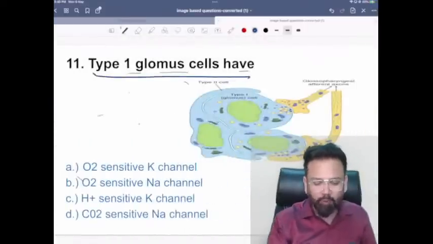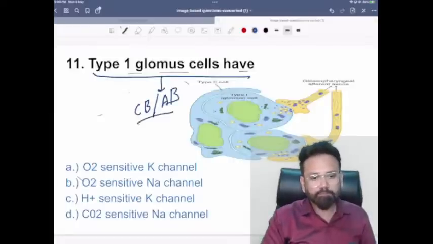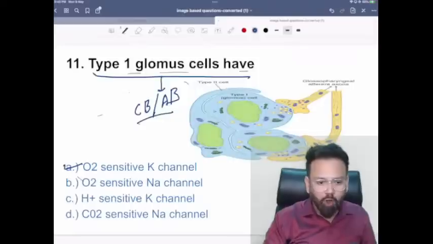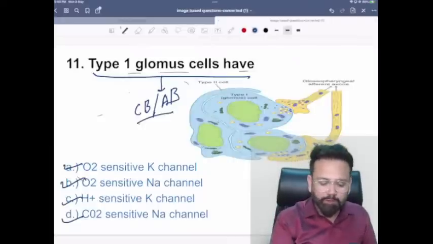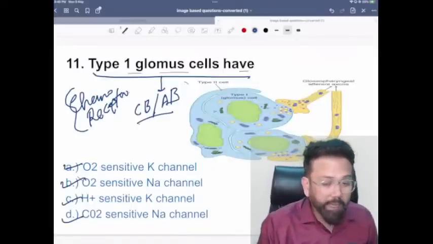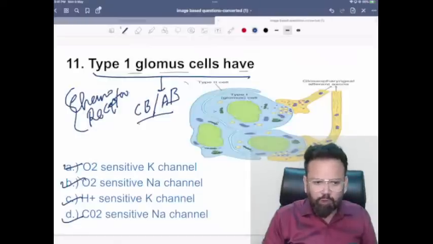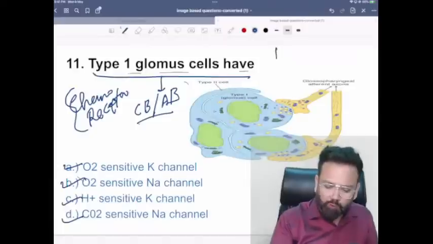Type 1 glomus cells have. Type 1 glomus cells are present in the carotid body and aortic body. They have which channel? Oxygen sensitive potassium channel, oxygen sensitive sodium channel, proton sensitive potassium, or carbon dioxide sensitive. You know, these are chemoreceptors, peripheral chemoreceptors, and they are sensitive to hypoxia, hypercapnia, and acidosis.